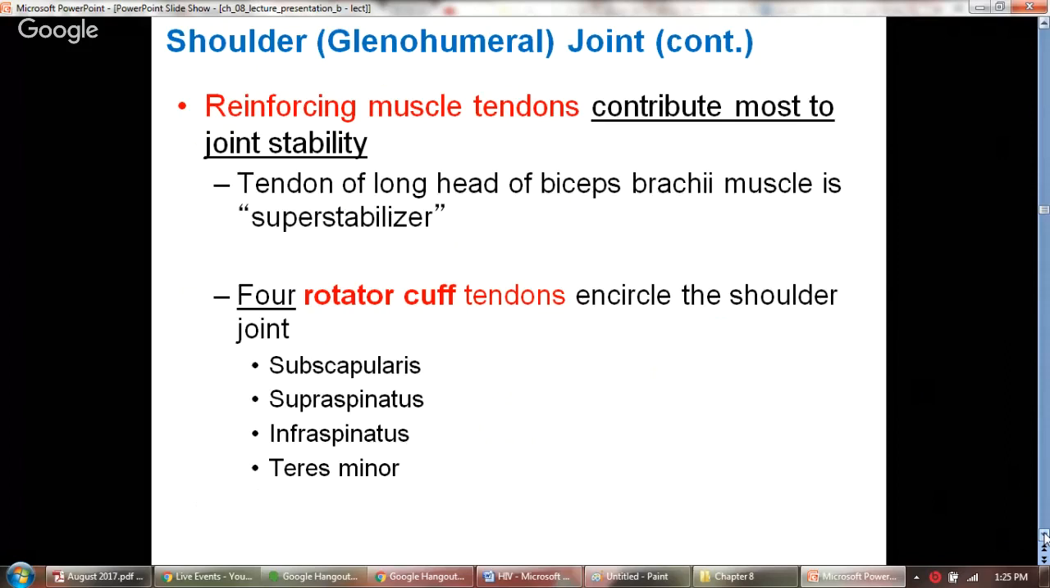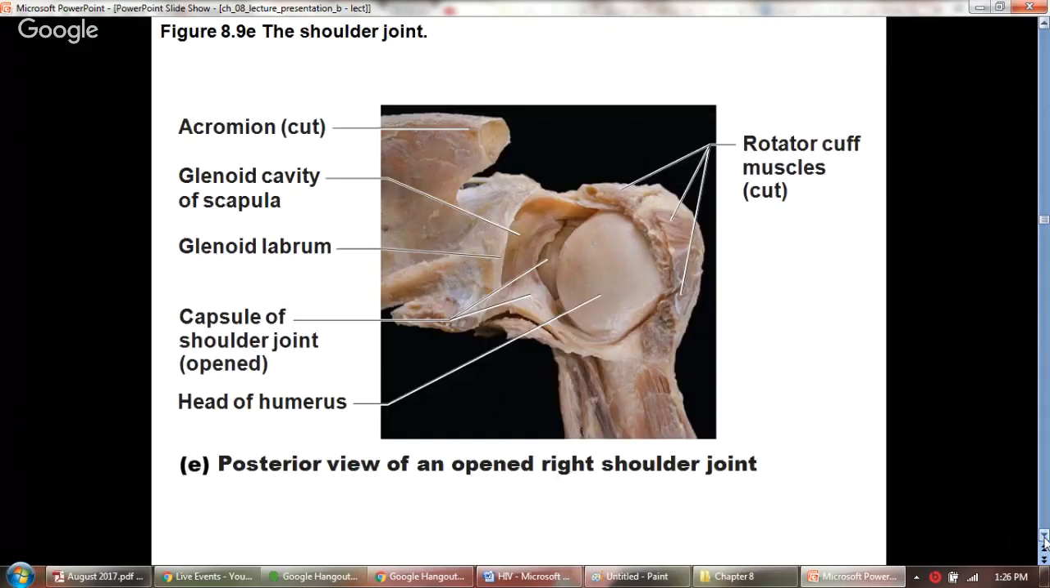Also, there are muscles which reinforce the shoulder joint, and the tendon of the long head of the biceps brachii muscle is the super stabilizer of the shoulder joint. In addition, there are four rotator cuff tendons encircling the shoulder joint. They are the subscapularis, supraspinatus, infraspinatus, and the teres minor. You might remember these from their first letters. You can make it like SITS: subscapularis, infraspinatus, teres minor, and supraspinatus muscle tendons.